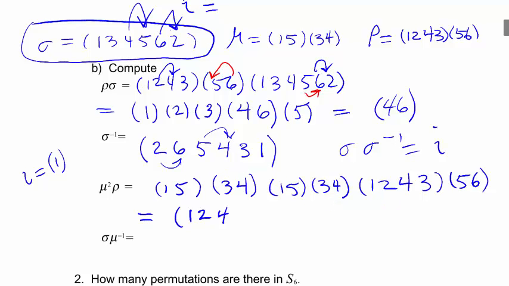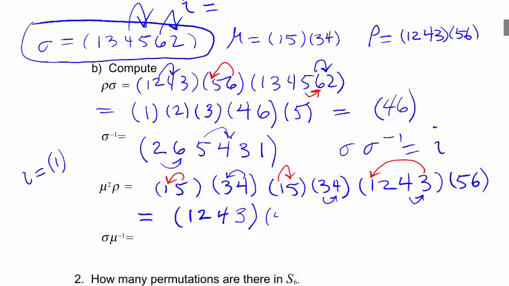Now we start on the right again. What happens to 4? Well, 4 is sent to 3 here, looking for 3. 3 is sent to 4 there, and 4 is sent to 3. So the product sends 4 to 3. Now I go back and I want to know what happens to 3. So I see that 3 is sent to 1, back to the beginning of its cycle. 3 is sent to 1, and then I find 1 is sent to 5, and then I go down here and find that 5 is sent to 1. So 3 is sent to 1 by this product, and I close the cycle.